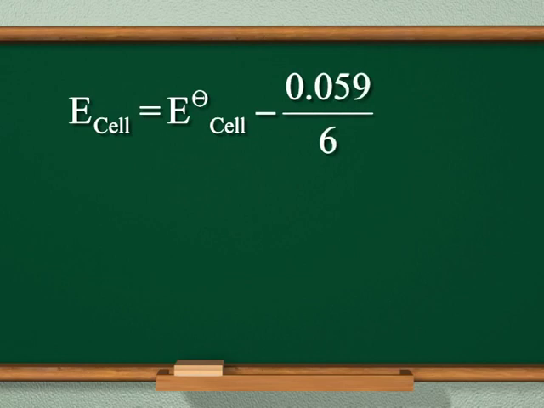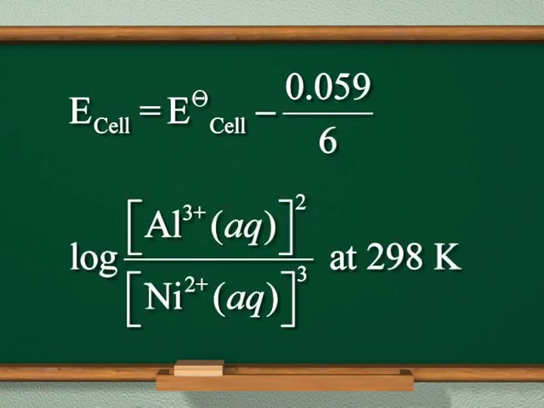Electrode potential of the cell at 298 Kelvin is equal to standard potential of the cell minus 0.059 divided by 6 multiplied by log of concentration of aluminium ions raised to the power 2 divided by concentration of nickel ions raised to the power 3.